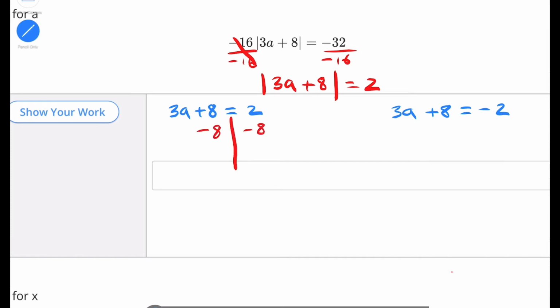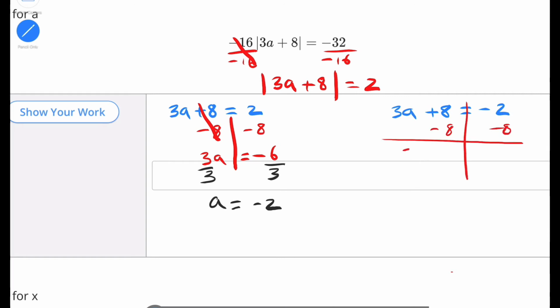Minus 8, minus 8. 3a equals negative 6. Divide by 3, so a equals negative 2. All right, a equals negative 10 over 3. Okay, so those are your two solutions right there: negative 2 and negative 10 over 3.